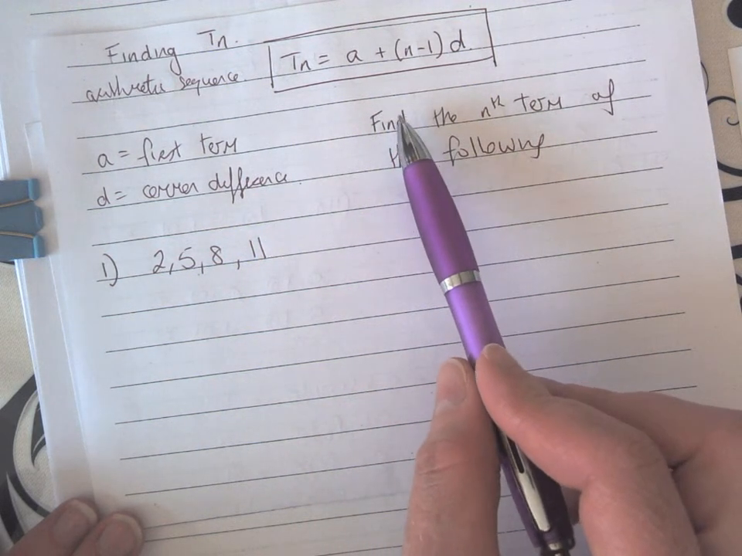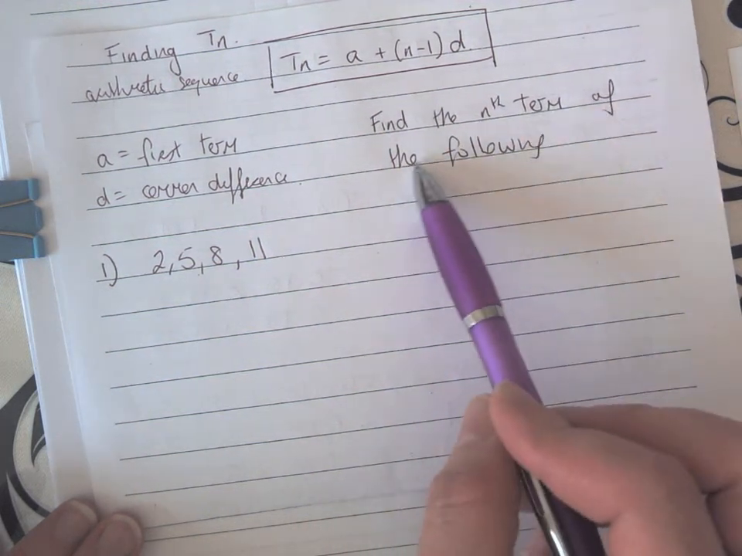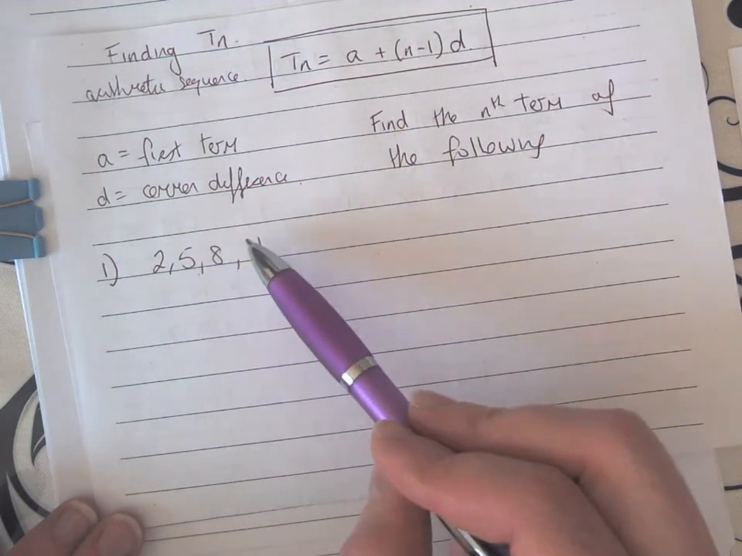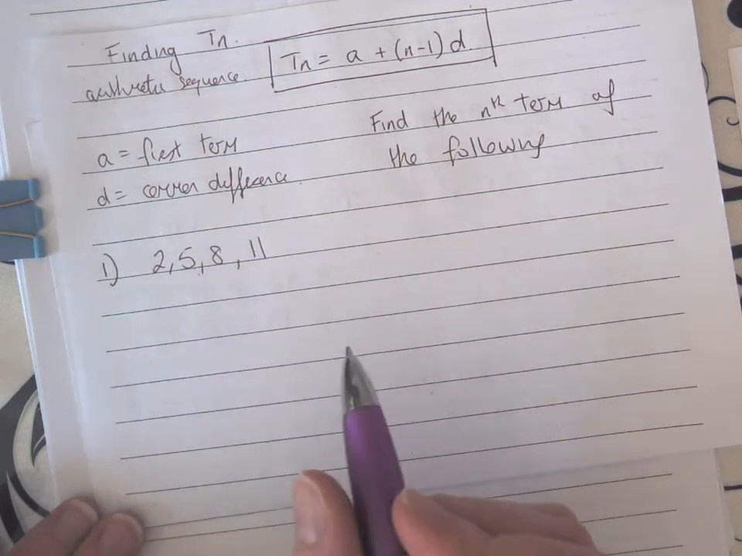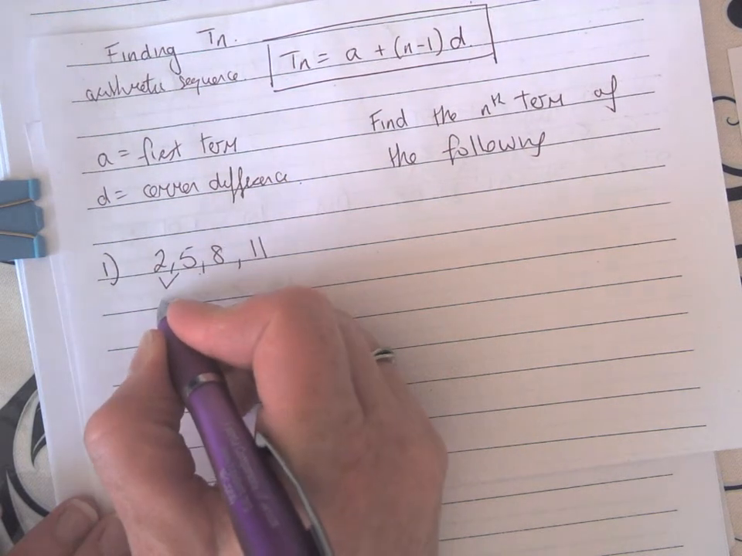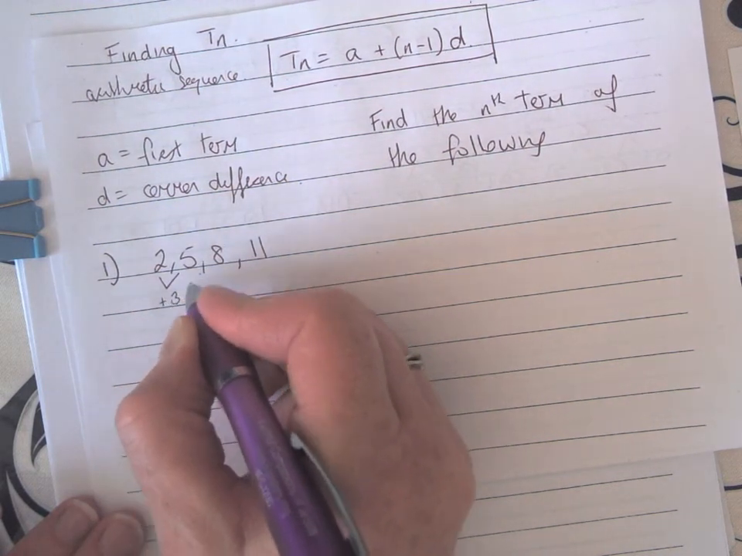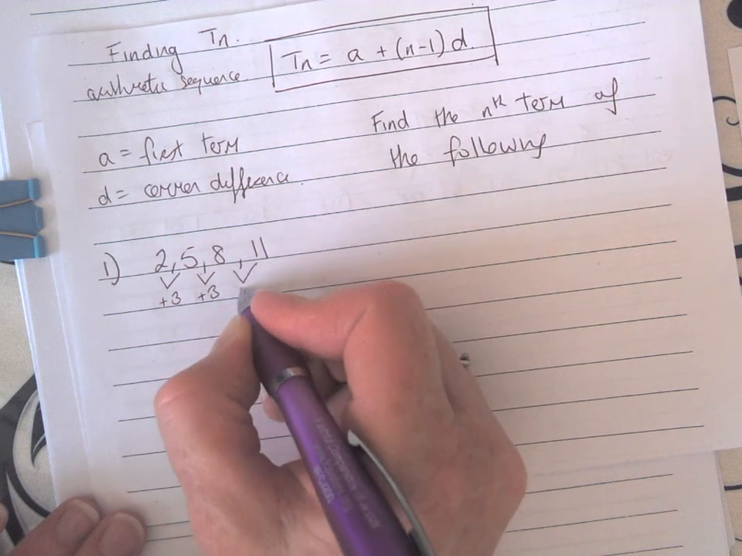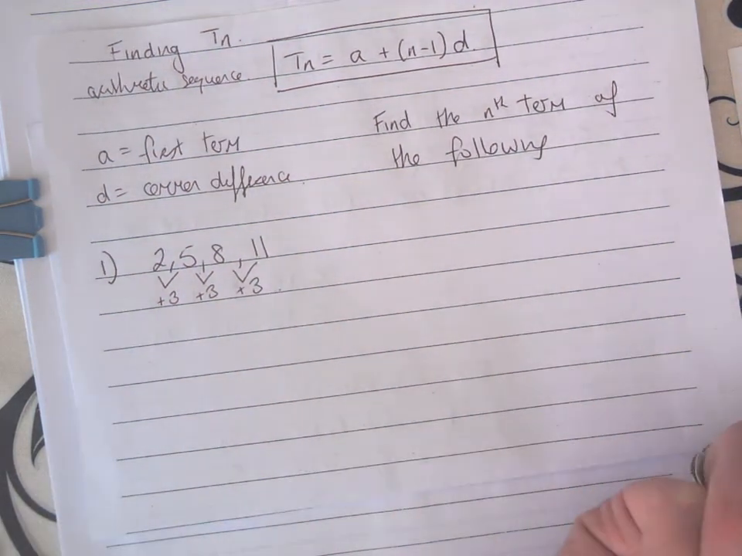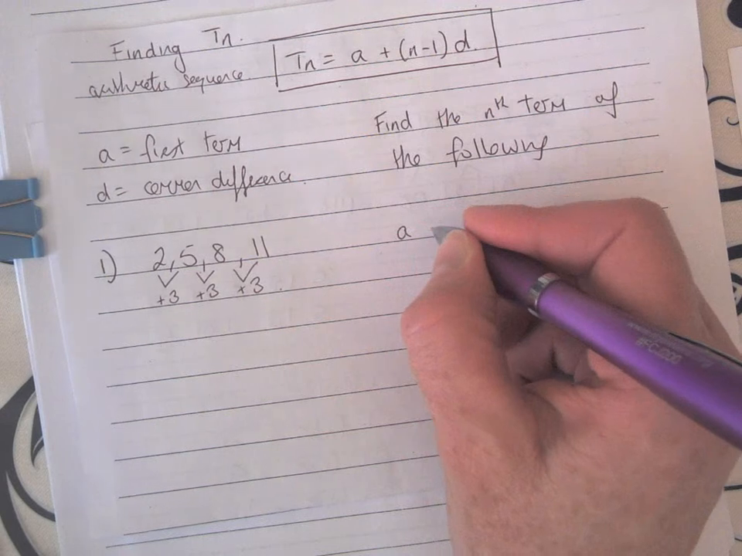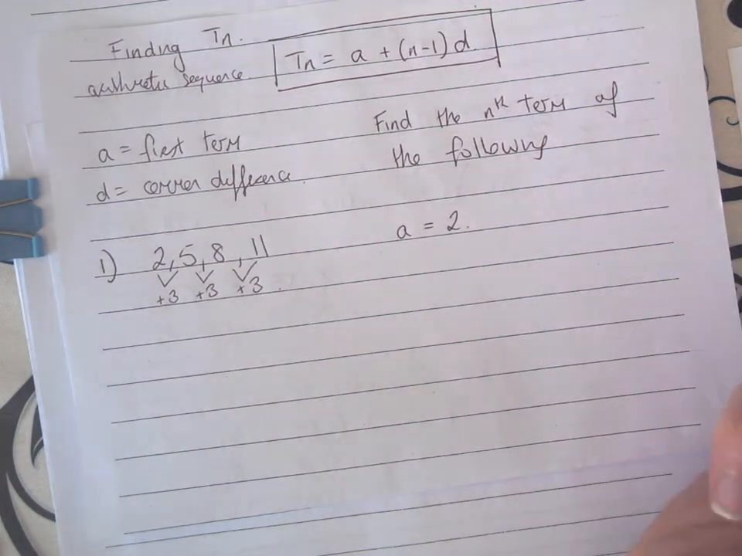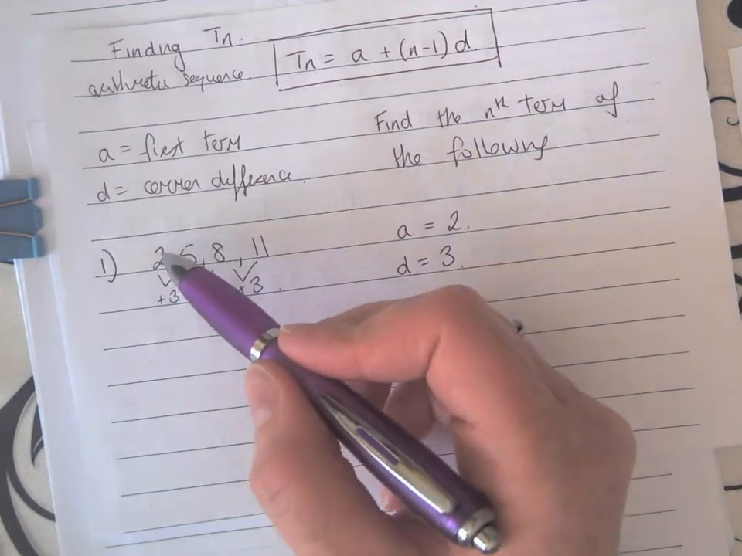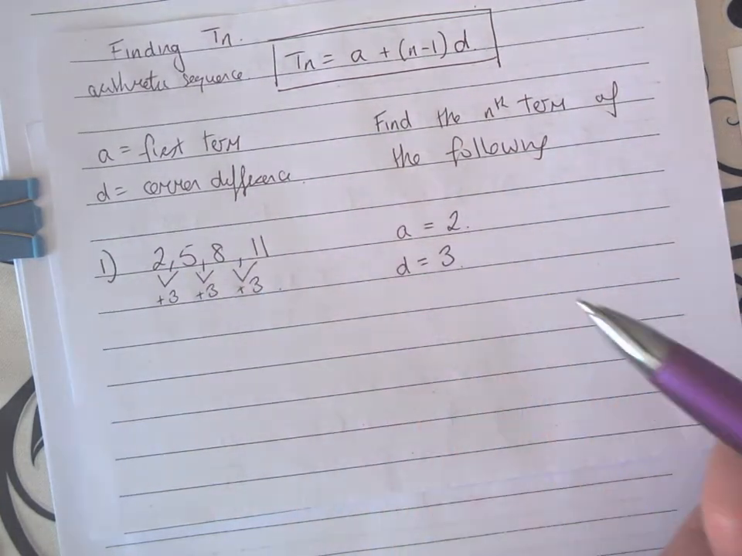Okay, and the questions normally say find the nth term of the following, and they give you a pattern or a sequence. So here we have 2, 5, 8, 11. So the first thing we need to do is figure out what's the difference. So what's happening between here and here? To get from 2 to 5 I can add 3, to get from 5 to 8 I can add 3, to get from 8 to 11 I can add 3. So here the first term of the sequence is 2 and my common difference is 3.